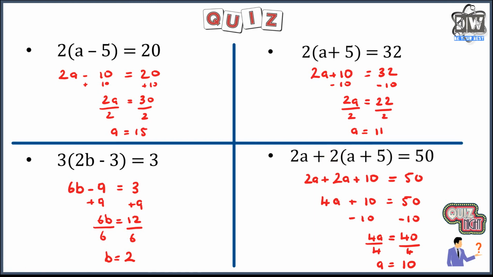Over here, this was a little bit interesting, a little bit of a curveball for you. We had to multiply the brackets for a start. So 2 times a is 2a. 2 times 5 is 10. And then we drop down the 2a from there. So we've got 2a plus 2a plus 10 equals 50. Collect those like terms. 4a plus 10 equals 50. Subtract the 10 away. We end up with a equaling 10.